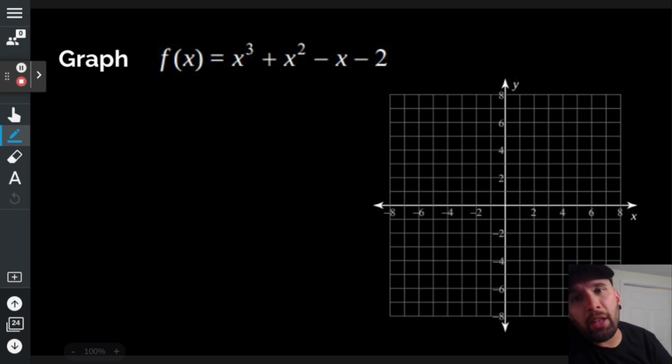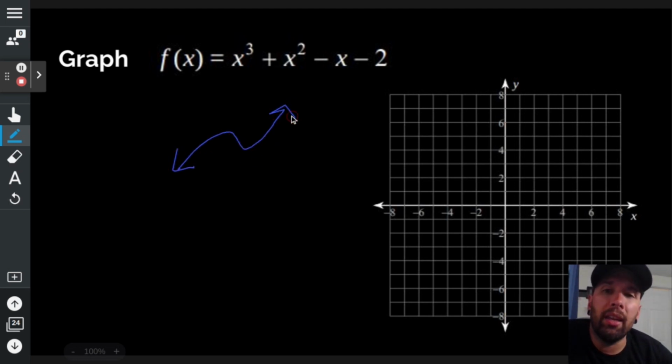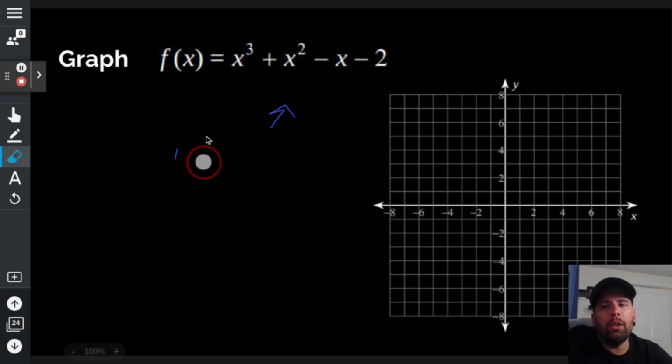So when I graph this, I noticed right away that this is a cubic. The leading coefficient is positive, and positive cubics look like this. Okay, positive cubics look like that. What I'm going to do is keep that in mind and keep that off to the side.